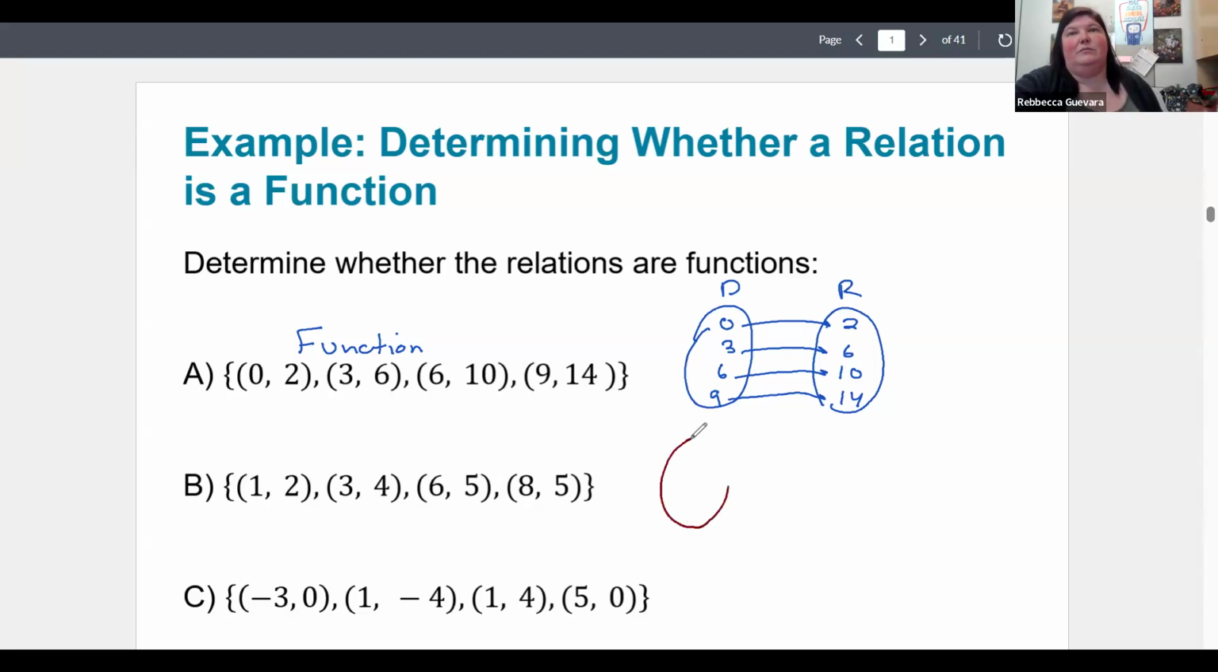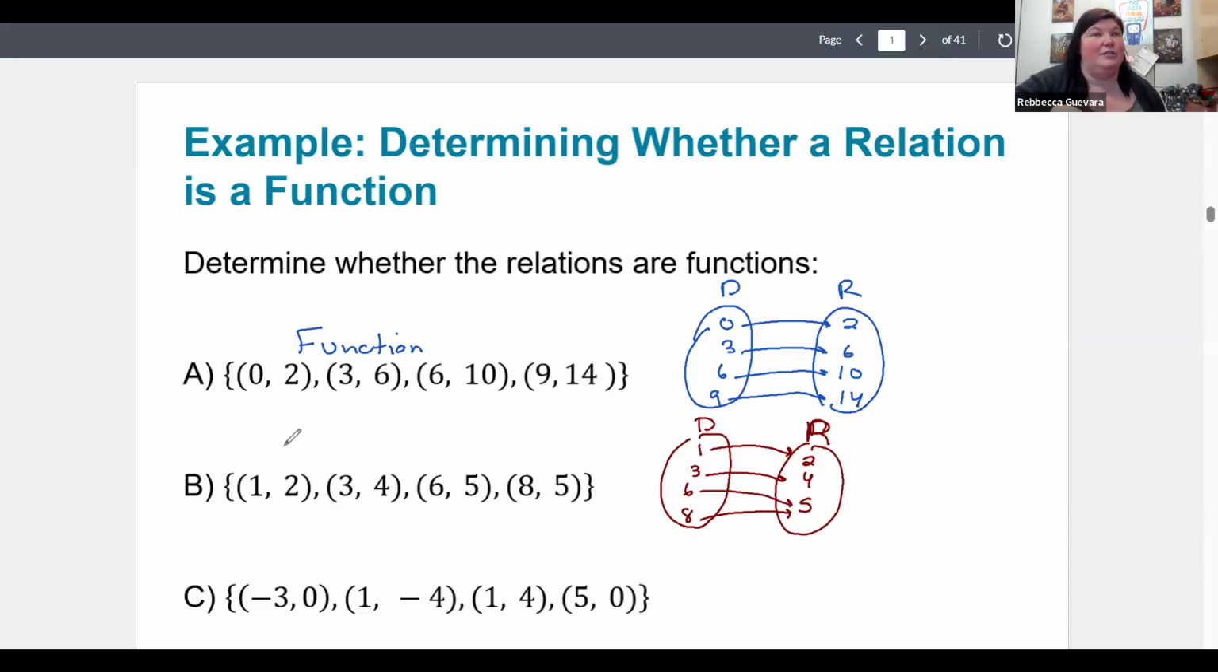Well, if we look at B now, domain and range, B has 1, 3, 6, and 8 in the domain, and my range is 2, 4, and 5. So 1 goes to 2, 3 goes to 4, 6 goes to 5, 8 goes to 5. This one is still okay because each element of the domain only maps to one element of the range. This is still a function. So I think we're probably pretty sure now that C is going to be the one that's the problem here.